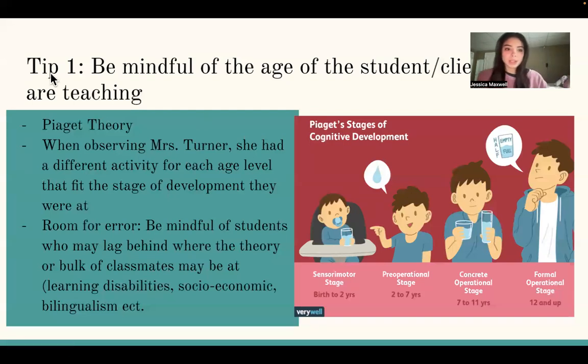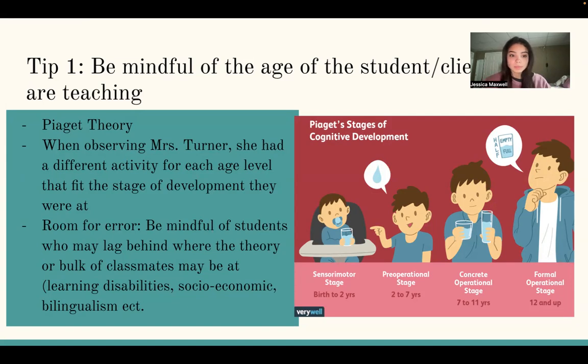So tip number one is be mindful of the age of the student slash client that you're teaching. In my case, I want to be a speech language pathologist, so it would be the client that I am administering services to. The first bullet is Piaget's theory, because this tip is based off of the field experience I did at Central Elementary School by observing a STEM teacher named Miss Turner.